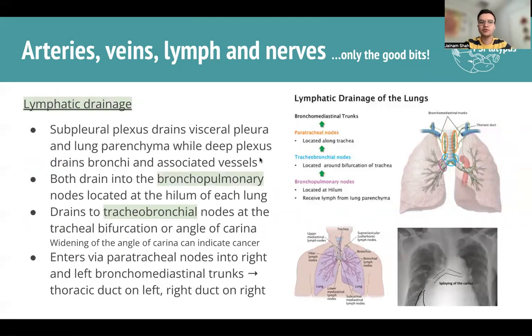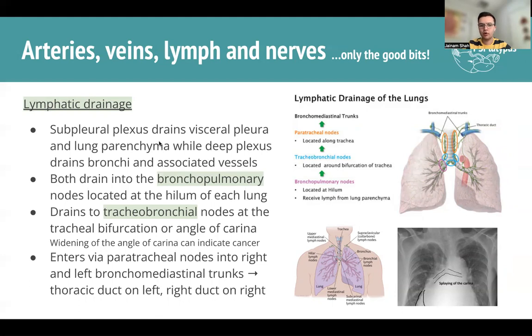Lymphatic drainage is perhaps the most high yield part of these two slides. The reason why is because there's a lot of clinical correlates when it comes to the pathway of cancers as well as for infections of the lungs. So this diagram pretty much summarizes everything. If you want to just look at this, that's fine. You can also have a read here for some of the important things that I've taken out of the diagram. So you've got the subpleural plexus that drains the visceral pleura and the lung parenchyma, while the deep plexus drains the bronchi and associated vessels. You won't see these here. There are many of them, but they're just within the tissue itself.